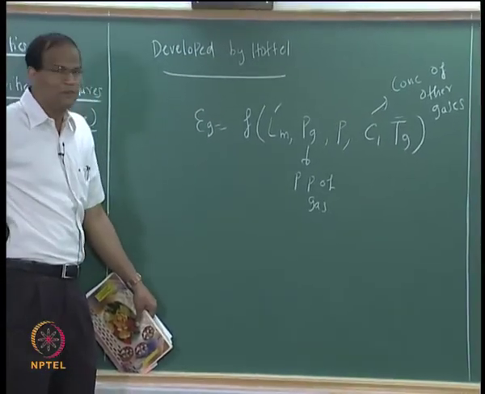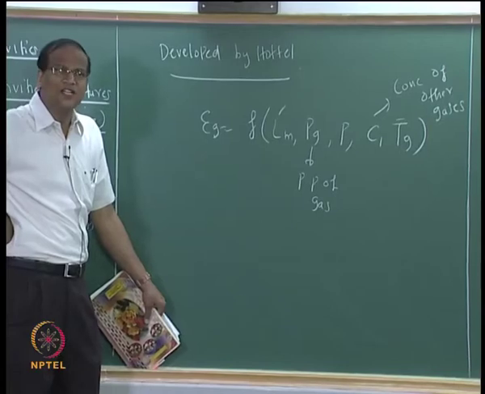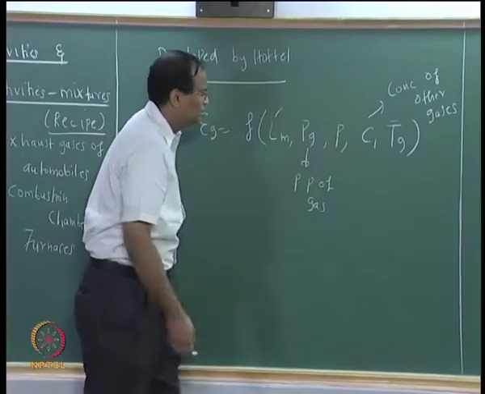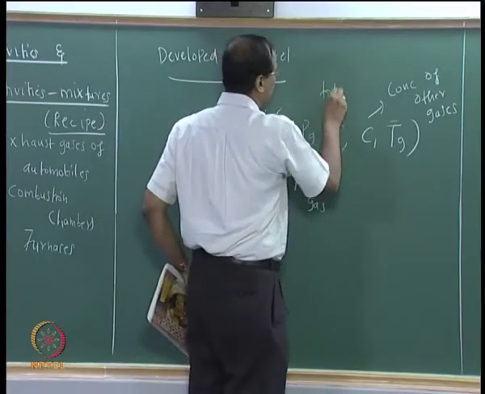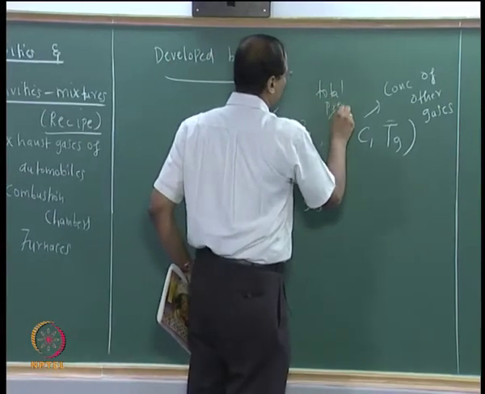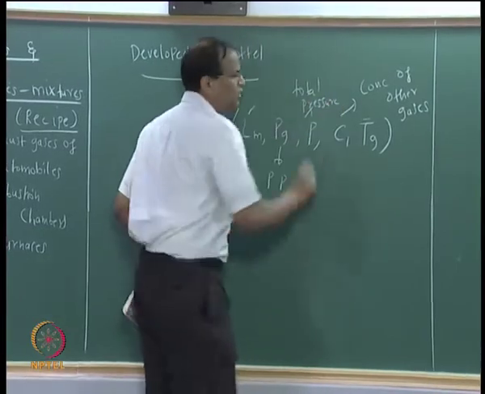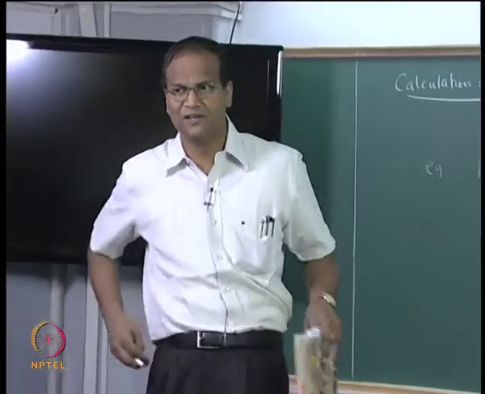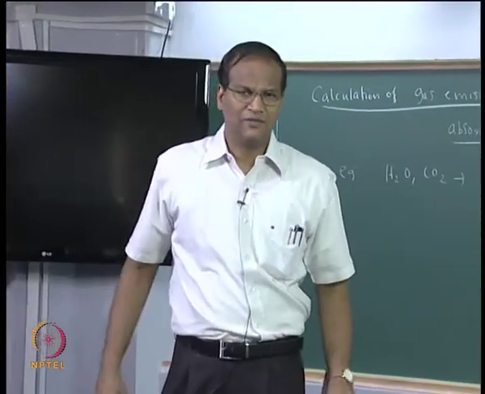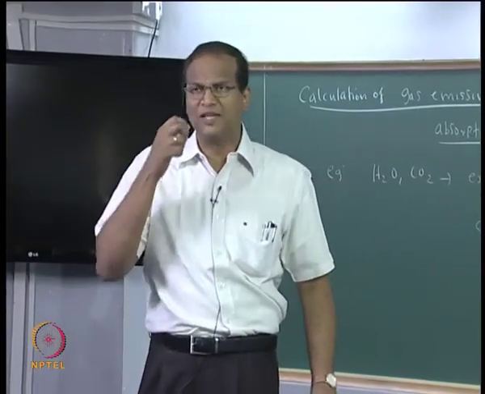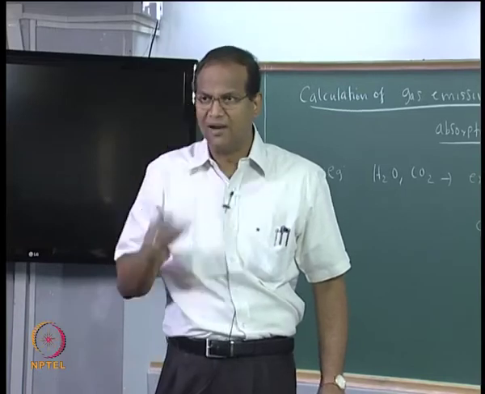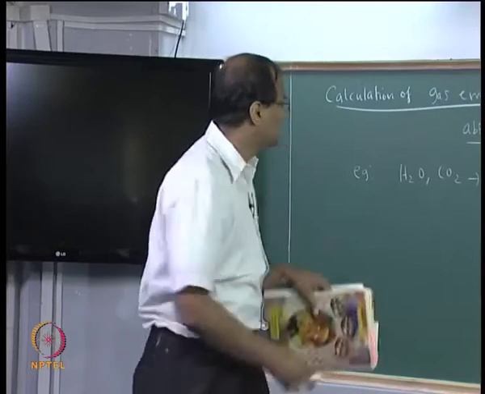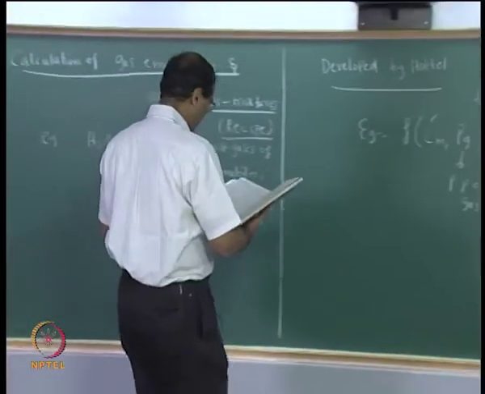Now it should be a function of the partial pressure of the gas. What is the concentration of that gas, carbon dioxide, with respect to the total mixture? Then this is the total pressure and concentration of other gases. Why does the concentration of other gases affect this? Because it is possible that there can be interaction and there can be an overlap band. There could be some band in which more than one gas absorbs and so on. So this is the general functional form of this.